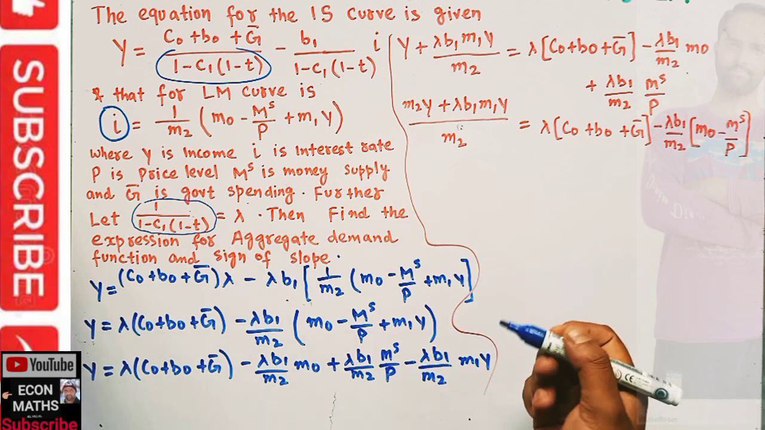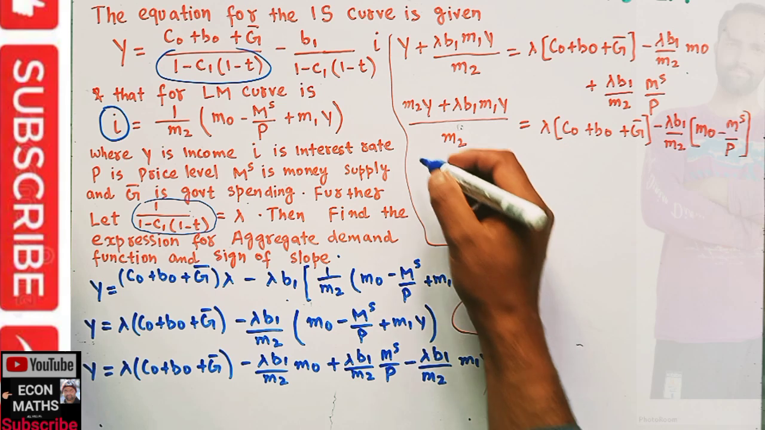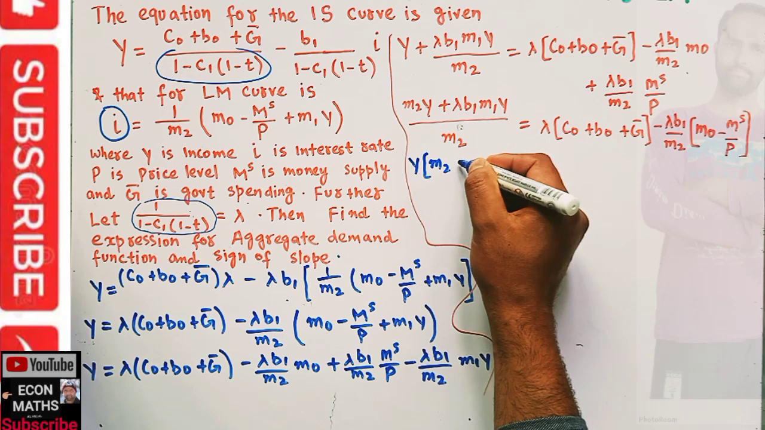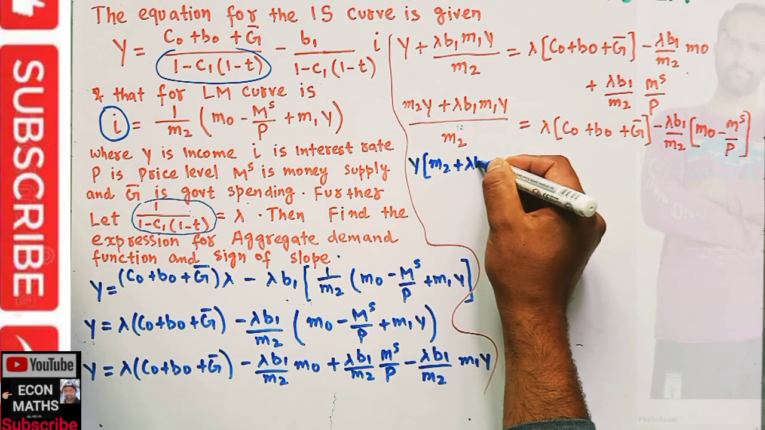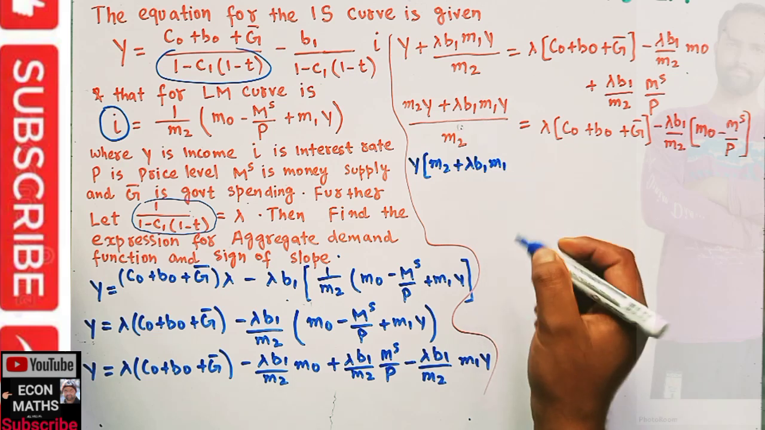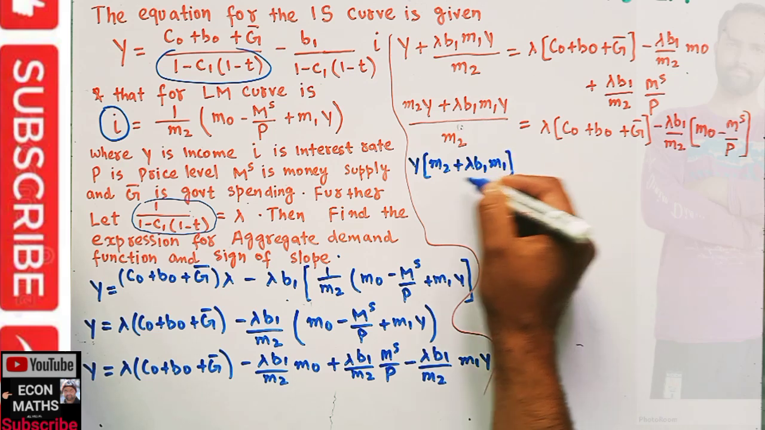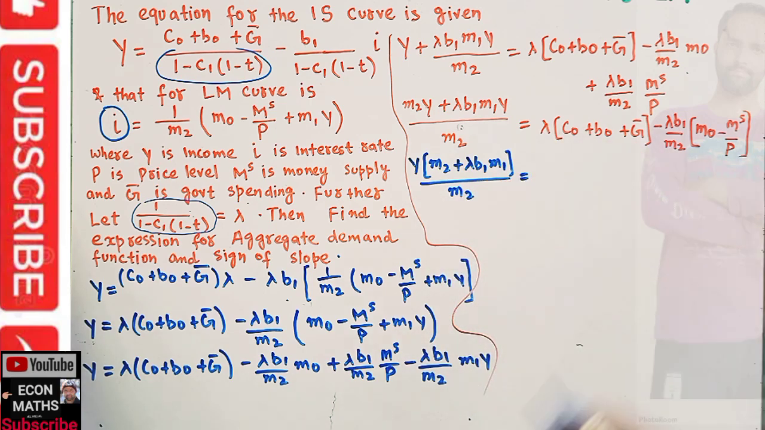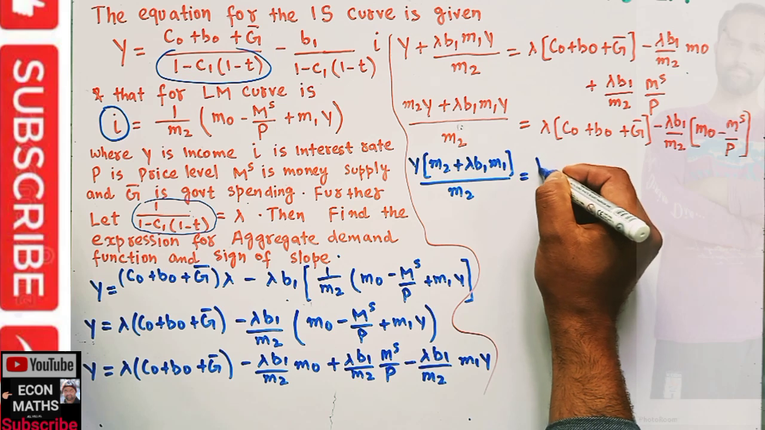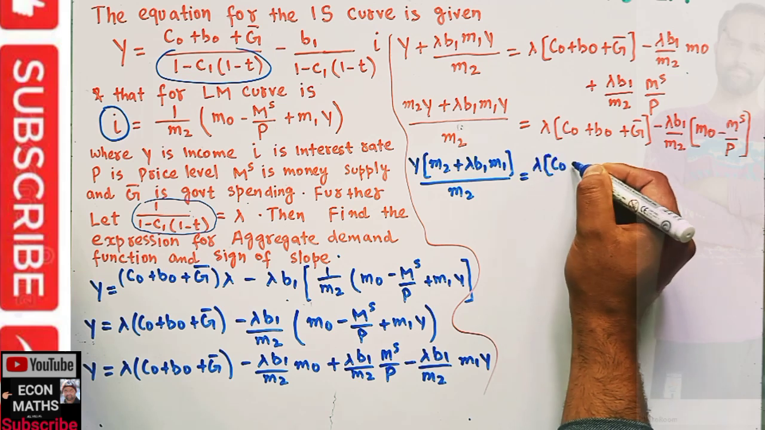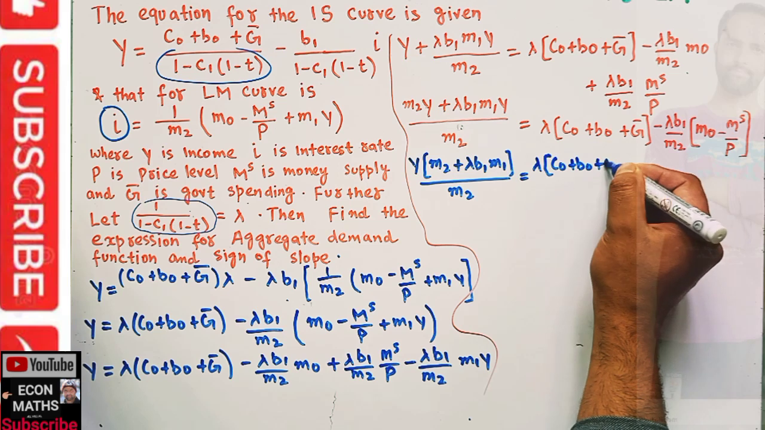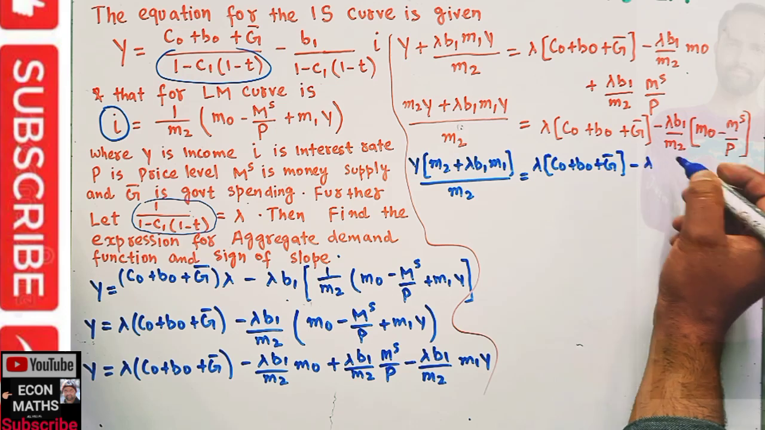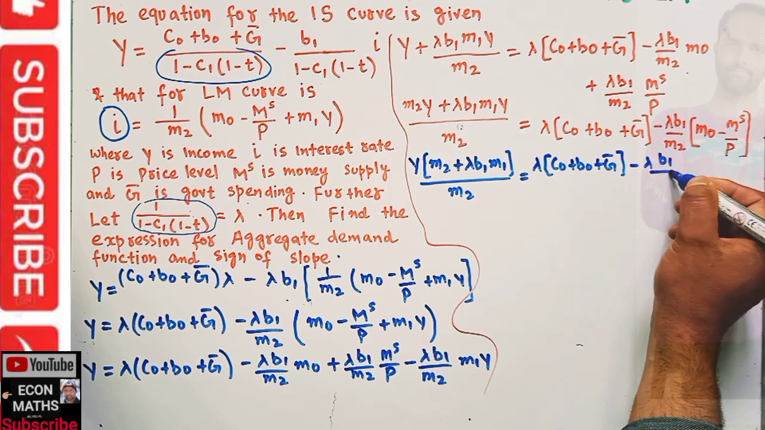Now let's take Y common here. If I take Y common, I will be left with (M2 plus lambda B1 M1) upon M2 is equal to this term. So I have to write it again: lambda (C0 plus B0 plus government spending) minus lambda B1 upon M2.